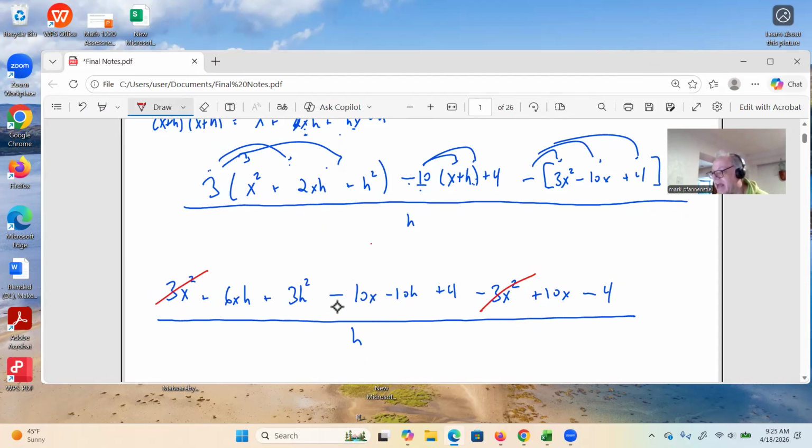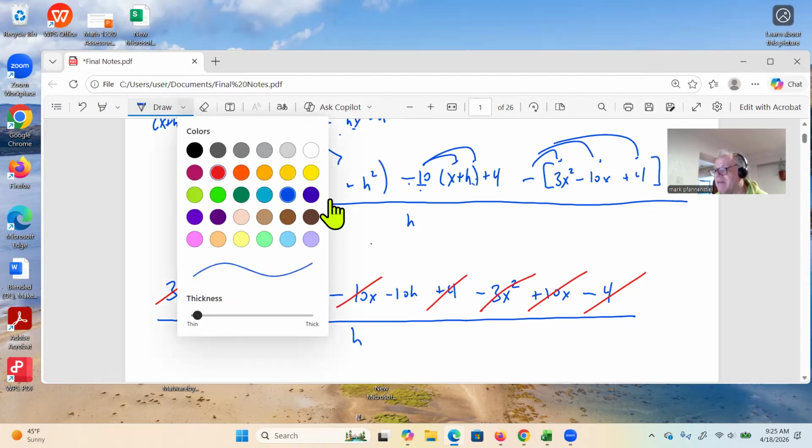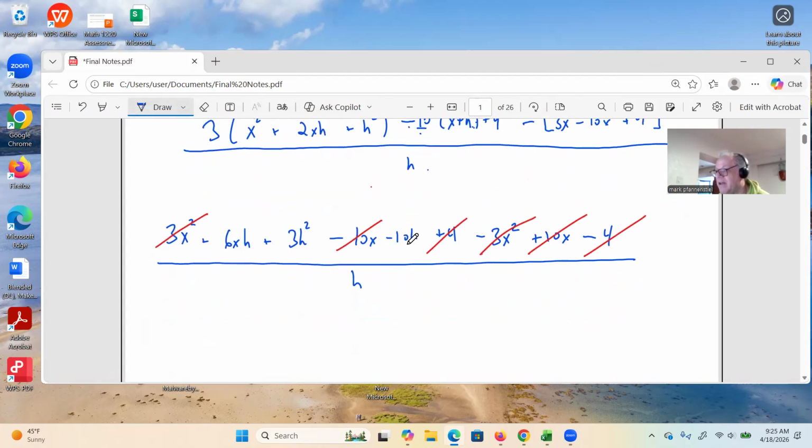This negative 10x and this positive 10x, those are going to cancel. This positive 4 and that negative 4, those are going to cancel. So let's summarize what we have and think about what the next step is going to be. Here we have 6xh plus 3h squared minus 10h all over h.